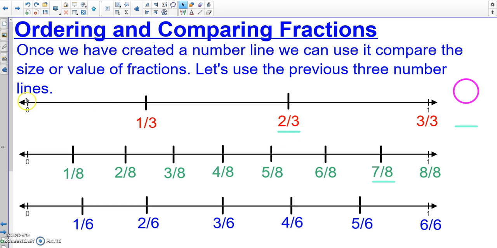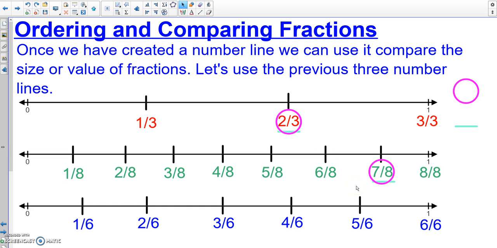For 2/3, I divide my number line into my 3 sections, and I find 2/3. For 7/8, I divide my number line into its 8 sections, and I find 7/8. And now I can see that 2/3 is less than 7/8.